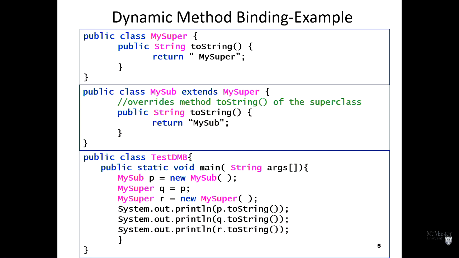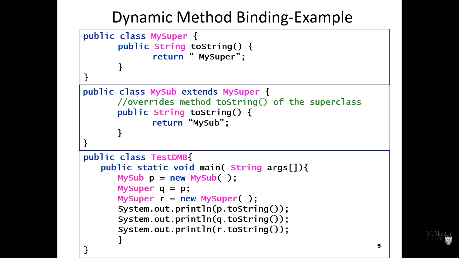So the one that is mixing both is Q, because it's of type my super, but it points to my sub. The other two are just the straightforward ones. So let's focus first on B and R, because these are the simple ones. When I say System.out.println(B.toString()), what do you expect to see? B is of type my sub, which is the sub one, right? So you will see my sub.